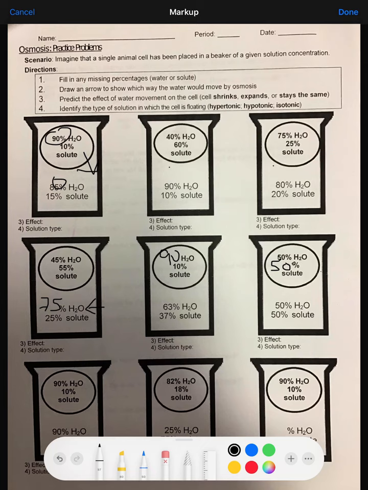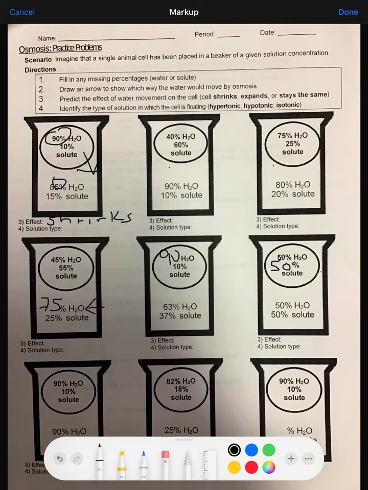Okay, so it says predict the effect of water movement on the cell. Is the cell going to shrink, expand, or stay the same? Well, if water is leaving the cell, that means it's going to get smaller. It's going to shrink, so I'm going to write that right here. It's just like you're letting air out of a balloon. If you're letting air out, it's going to get smaller.